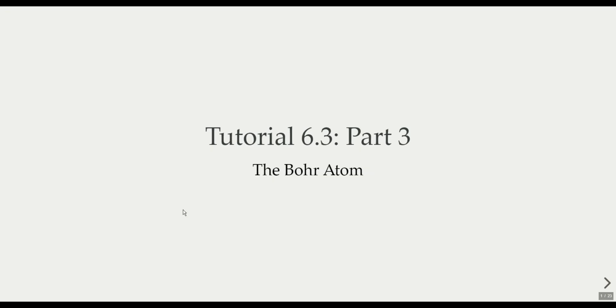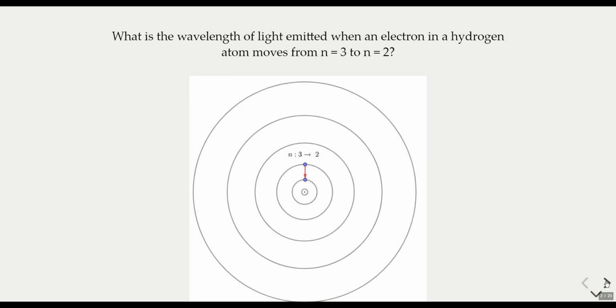Hi, welcome to tutorial 6.3 part 3, the third and final tutorial on the Bohr atom. In the last two we figured out how we could calculate the energy associated with an electron in a hydrogen atom in different orbits. What we're going to do this time is say, if an electron moves from one of these orbits to another, can we see evidence of that in the lab?